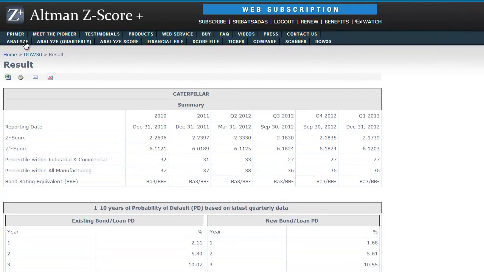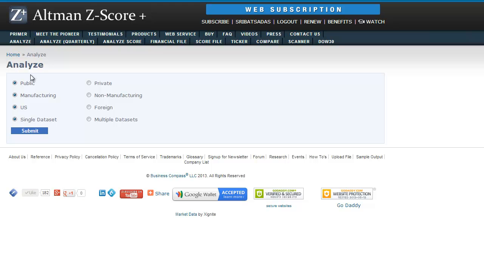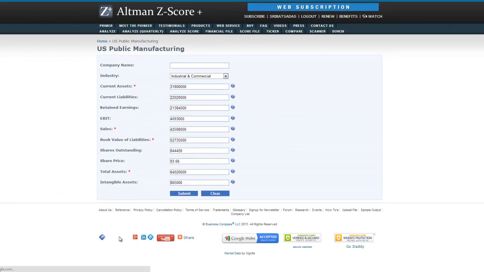Now let's take a look at the manual inputs. So here on analyze, you can select whether the company is a public company, private company, whether it's a manufacturing company, non-manufacturing company, it's a US company or a foreign company, whether we want to enter a single data set or multiple data sets. That means for 3 data sets. So let's take a look at the single data set.